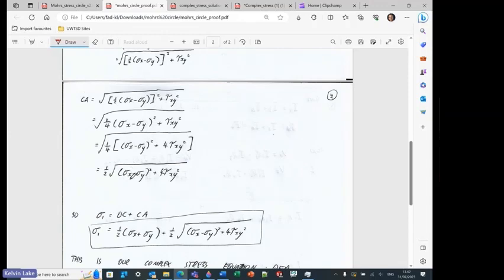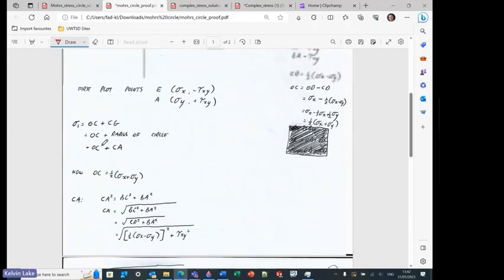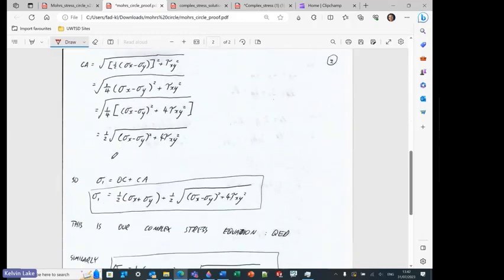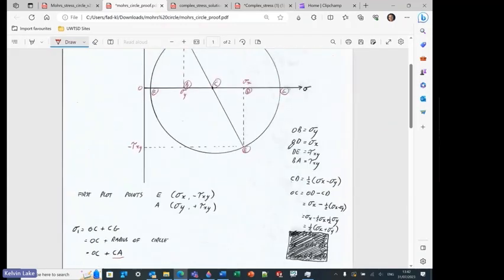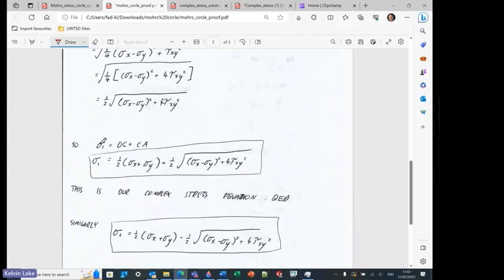So we've got a half sigma x minus sigma y squared plus 4 tau xy squared. Okay, that's CA. So why have we done that? Well, we've just calculated what CA is now. We've got that there. That's the radius of my circle, remember. And then OC, we calculated up here. OC was a half sigma x plus sigma y. So sigma 1 is OC plus CA, so that's a half sigma x plus sigma y plus a half, and then that square root sign. So that's our maximum principal stress.